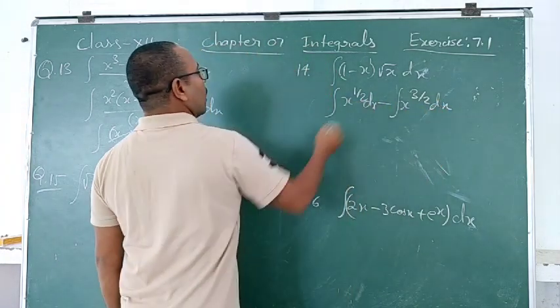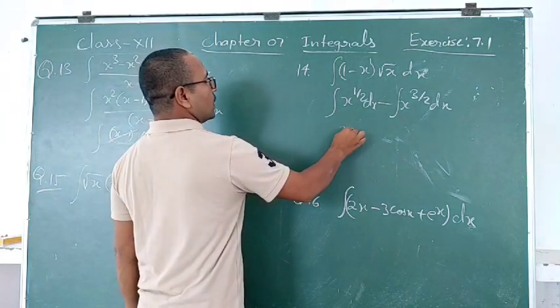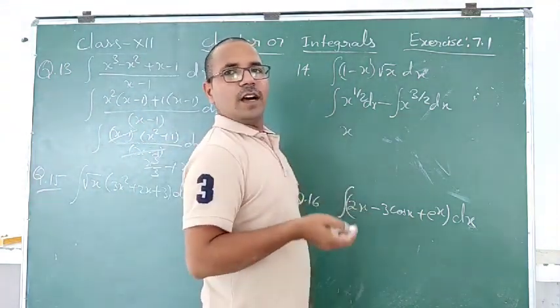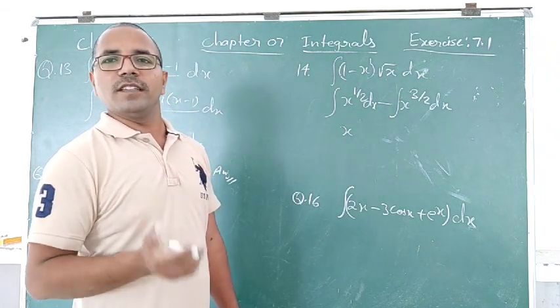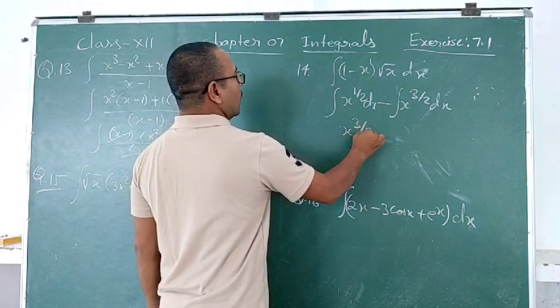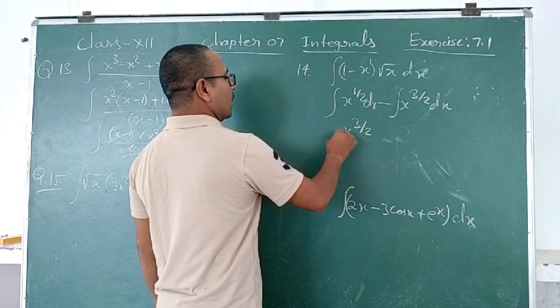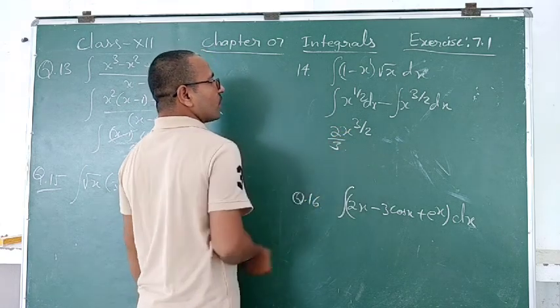So now, how much will you get here? x to the power 1 by 2 will give you x to the power 1 by 2 plus 1 upon 1 by 2 plus 1. That means 1 by 2 plus 1 is equal to what? 3 by 2. So x to the power 3 by 2, and here also 3 by 2. That means the 2 will multiply in the numerator. So 2 by 3 you will get.